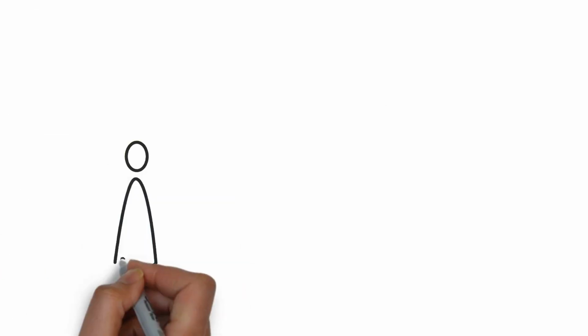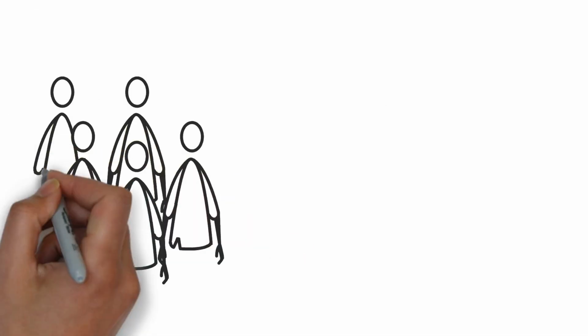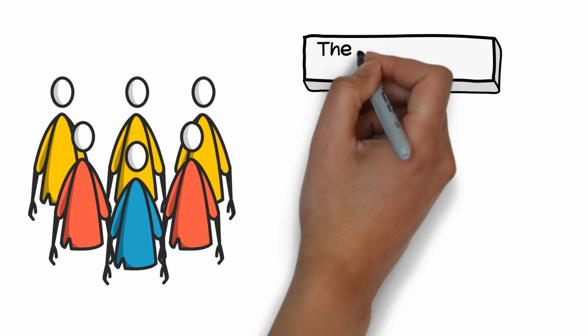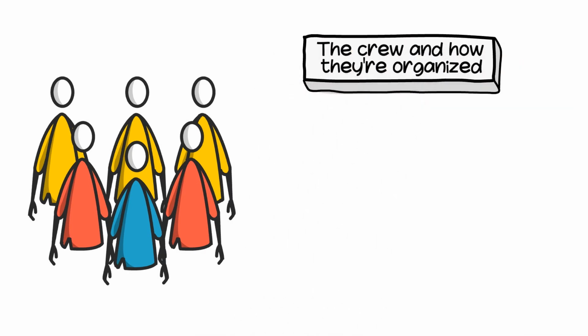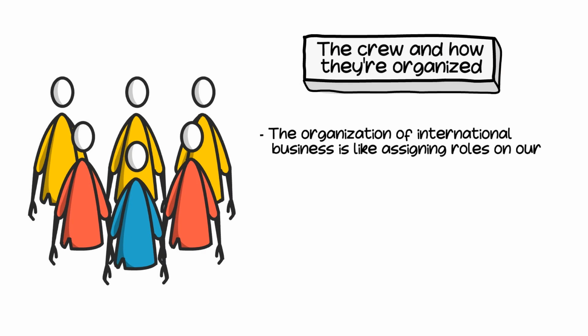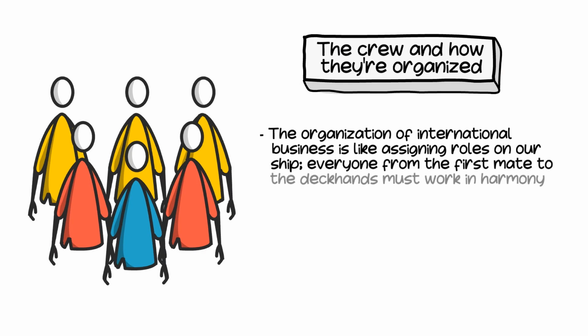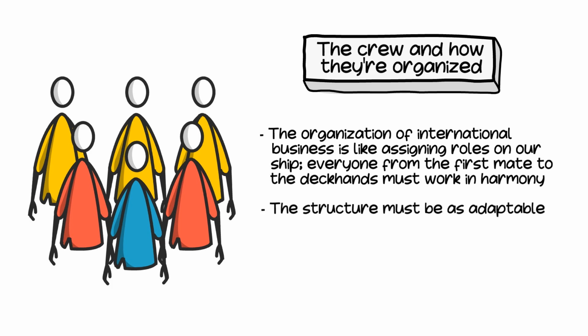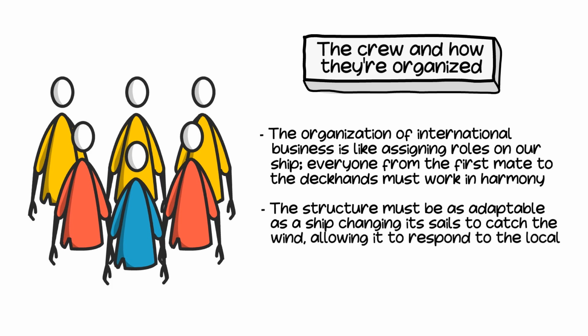In the great saga of commerce, just as important as the strategy is the crew and how they're organized. The organization of international business is like assigning roles on our ship. Everyone from the first mate to the deckhands must work in harmony. The structure must be as adaptable as a ship changing its sails to catch the wind, allowing it to respond to the local currents and weather patterns of each market.